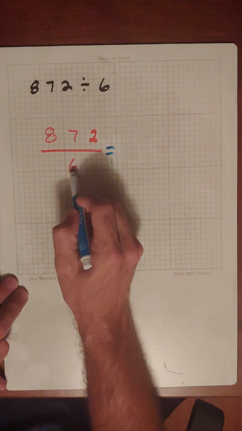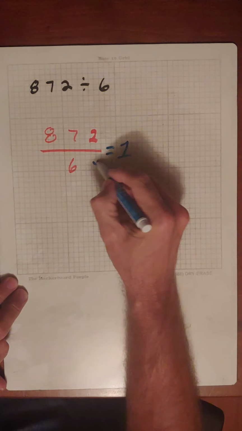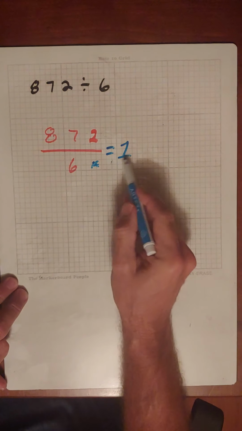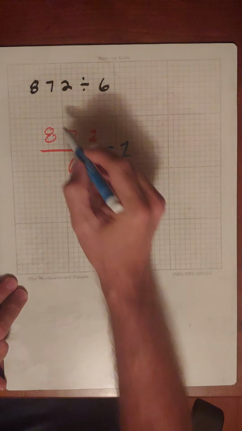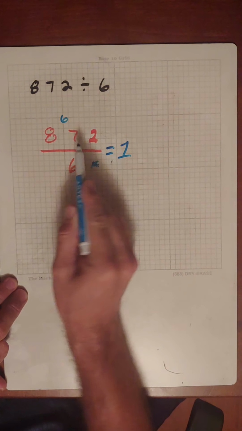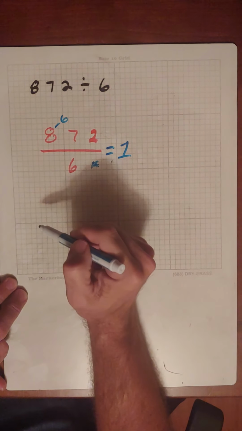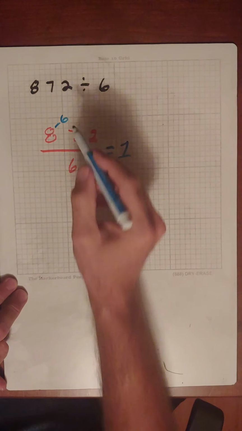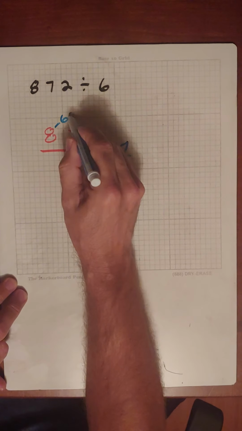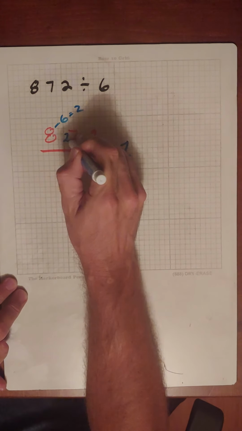6 goes into 8. 6 goes into 8 one time, okay? And then 1 times 6. 1 times 6 equals 6. And I put that right up here. Notice that I spread these out when I wrote them. I did that on purpose. So now I have 8 minus 6. So 8 minus 6 equals 2. That 2 goes right here.